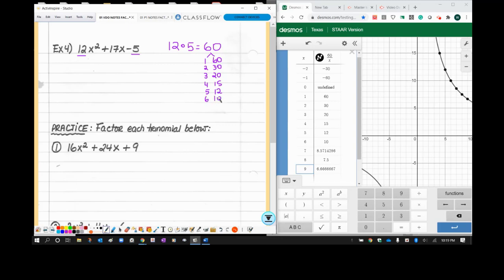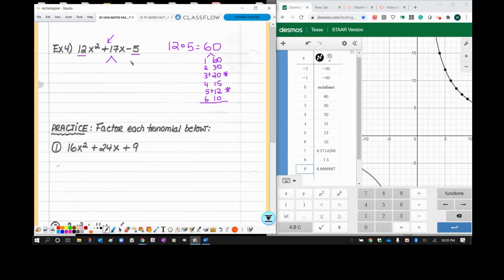6 and 10. So now we're going to look at the middle number. The number in the middle is 17. So we're looking for a pair of numbers that give us 17. So in this case, it would be 5 and 12 and 3 and 20. And we'll look at the sign. Sign is positive. So that means 20 is positive and 12 is positive.